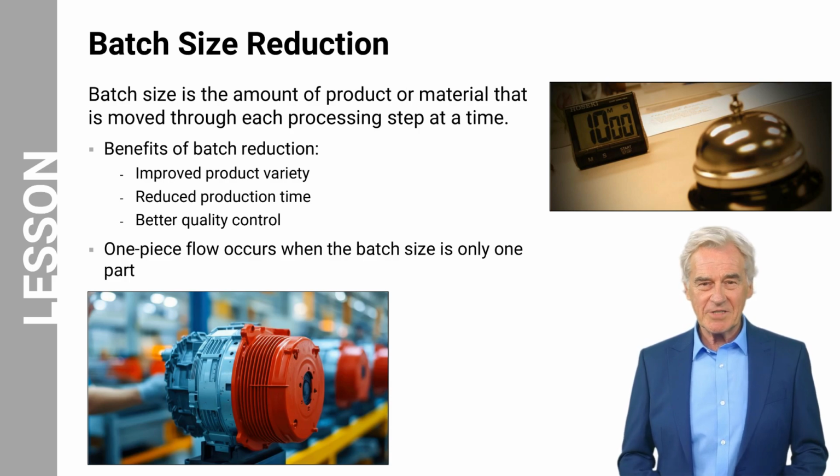One-piece flow occurs when the batch size is reduced to just one part, allowing each item to move through the process individually. Batch reduction offers several benefits, including improved product variety, reduced production time, and better quality control. We will discuss these benefits with relevant examples in the upcoming slides.